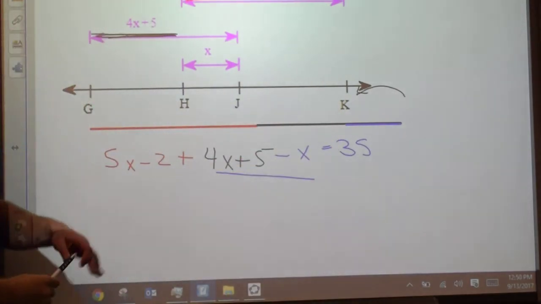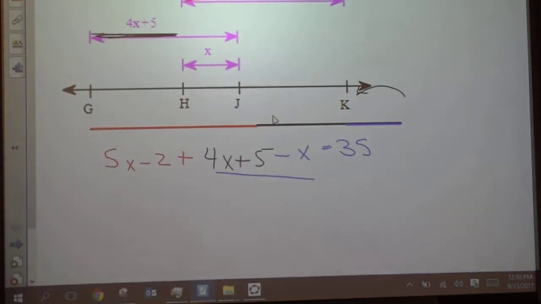Can we all visualize it? If I put the black one end to end with the red one, it would get me from G to K. All right, so then we just go through it just like any other problem. I got 9x minus 3 equals 35, so I move over the 3 there, and it would be 8x equals 32. So x would be 4 in that particular problem. And then it's going to ask you, can you go back and find all 3 segment lengths and that kind of stuff.